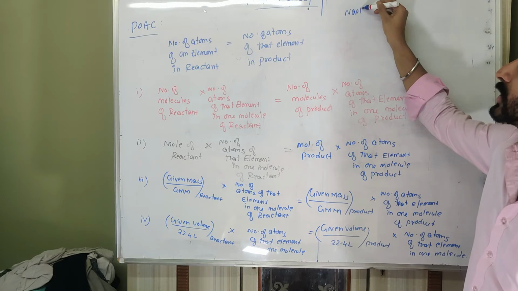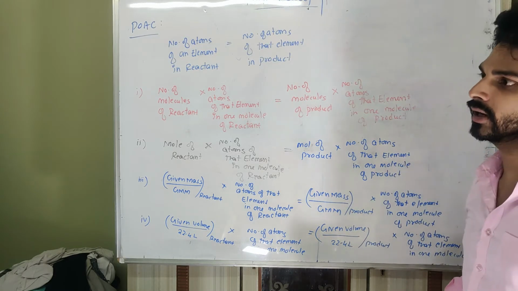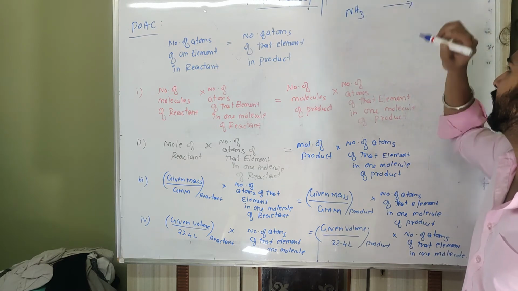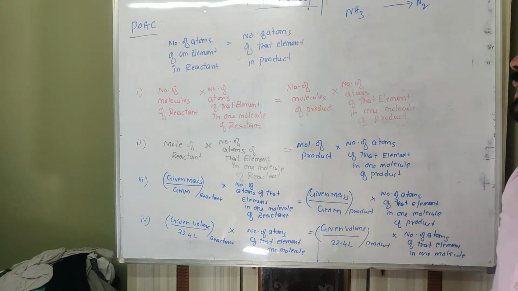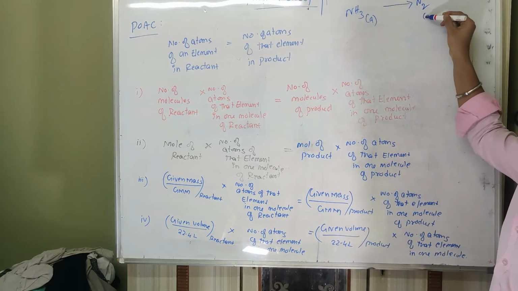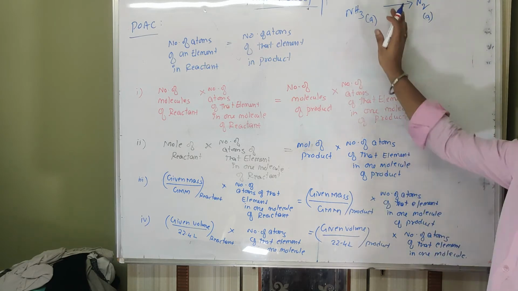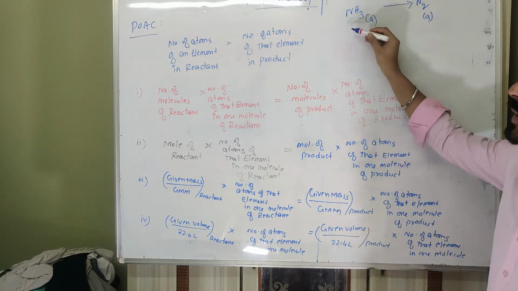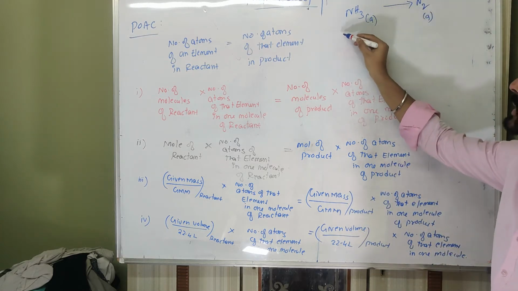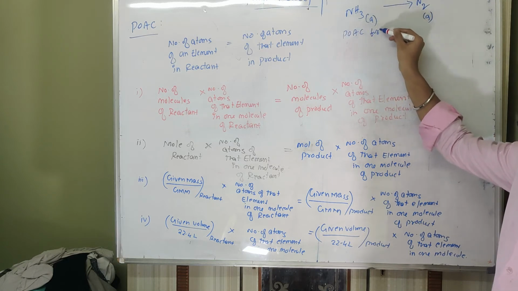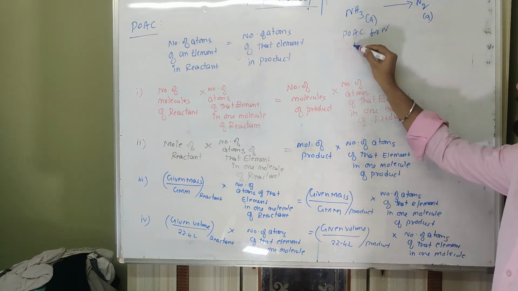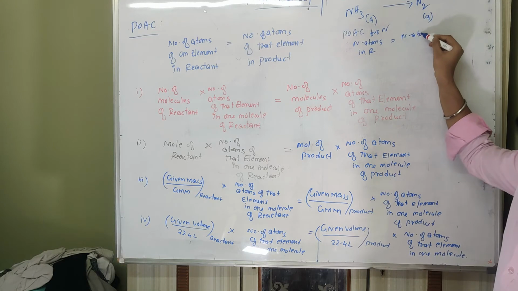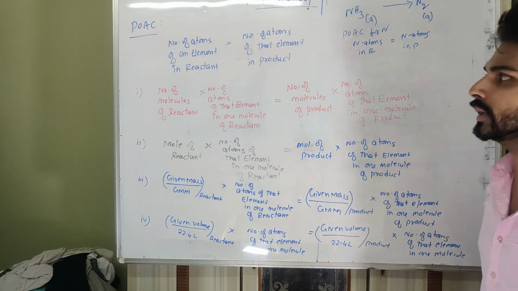I'll go for some gas now, let us say NH3, and NH3 is becoming, in some way, let us say nitrogen. Now this is gas and this is gas, we are not given what is happening here, only one reactant and one product is given to us. So number of atoms of an element in reactants, that means if I am applying POAC for nitrogen, number of nitrogen atoms in reactant must be equal to number of nitrogen atoms in product. So this has to be taken care of.